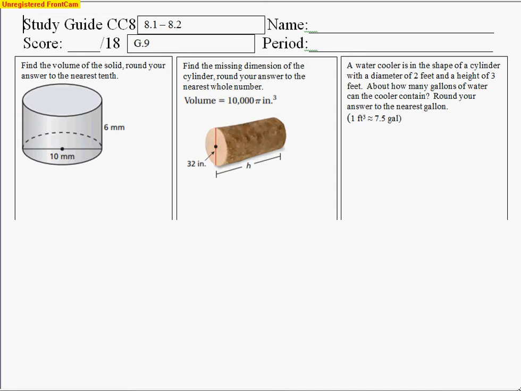These are solutions for the study guide for Chapter 8, Section 1 and Chapter 8, Section 2. So let's take a look at our first problem here.